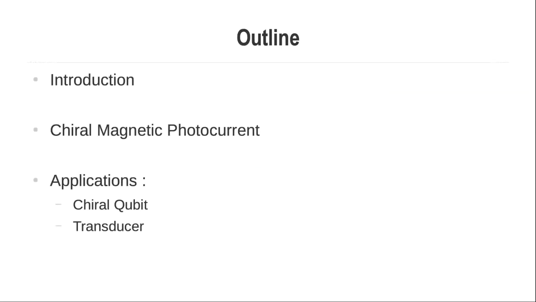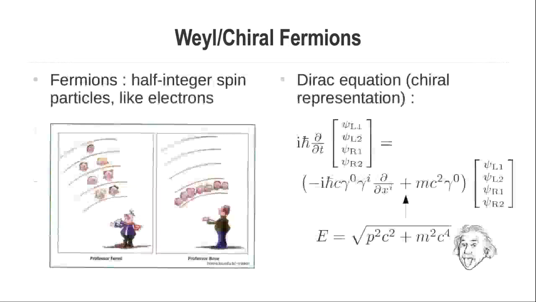So this would be the outline of my talk. I will give you an introduction of all the basics because I think this is a broad audience, and while materials are not common knowledge, so I will go over the basics. Then I'll talk about chiral magnetic photocurrent, which is one of the things that I did in my PhD, which potentially is a step in the direction of applications in quantum computing. And I will also talk about the chiral qubit and transducers, where this chiral magnetic photocurrent comes into play. But both of those applications are still in the very nascent stage. So I just wanted to give a disclaimer in the beginning itself. And please do let me know if something is not clear.